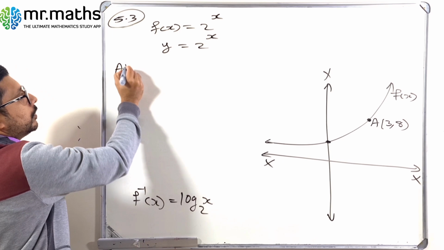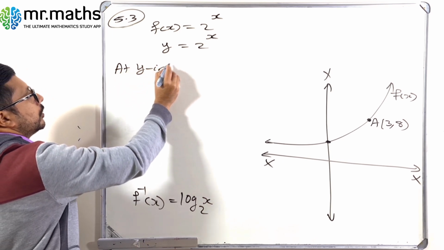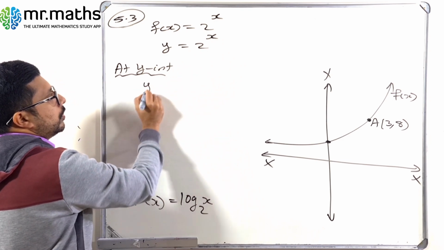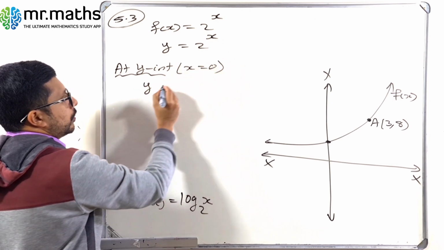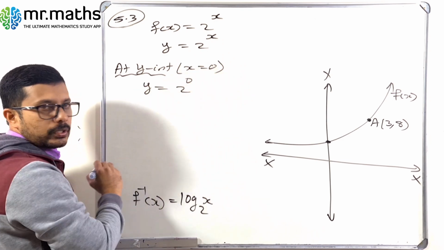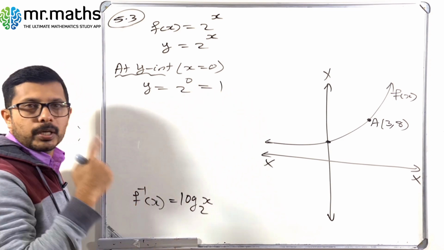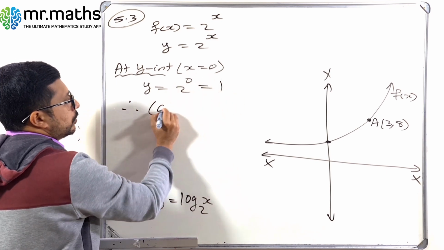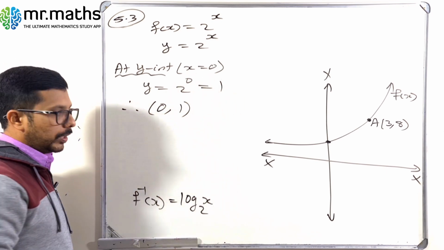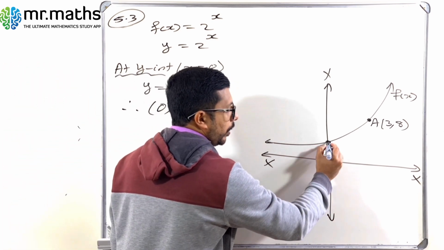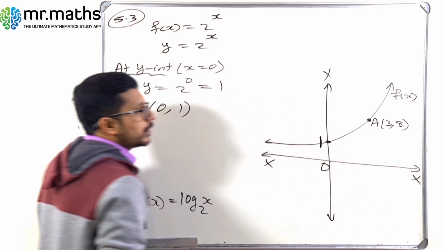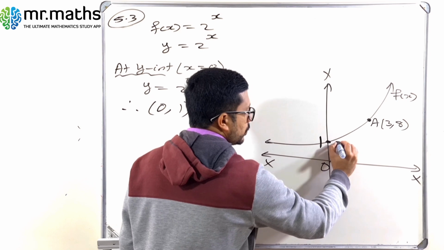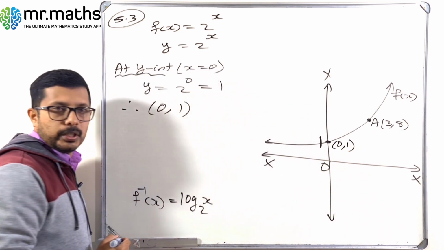So at the y-intercept, what is the x value? x is 0. So y is equal to 2 raised to 0. What is 2 raised to 0? Any number raised to 0 is 1. So what is the coordinate? x is 0, y is 1. That means this point is 1. So what is the coordinate of that point? Let's write the coordinate (0, 1). That is the coordinate of that point.